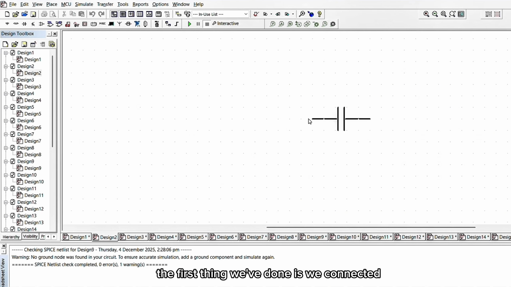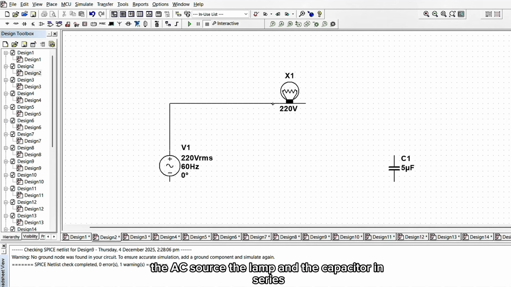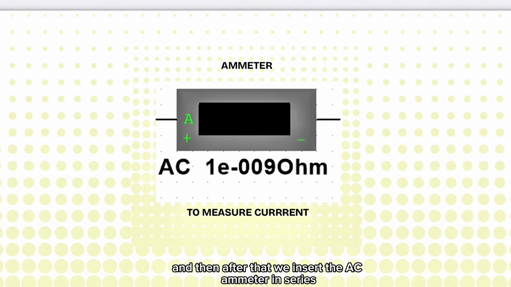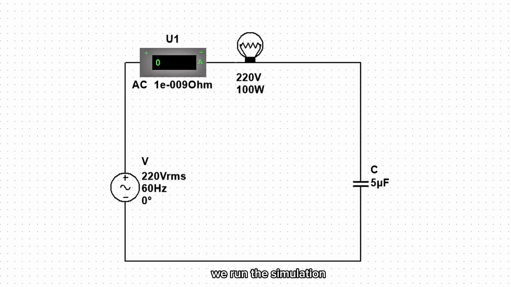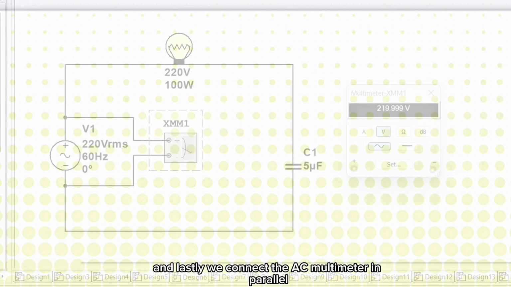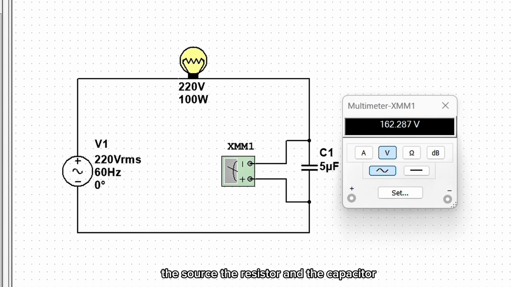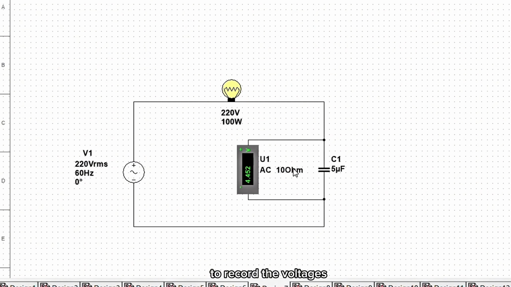The first thing we did was connect the AC source, the lamp, and the capacitor in series. After that, we inserted the AC ammeter in series in three different places: by the source, by the resistor, and by the capacitor. We ran the simulation for each placement to confirm the currents. Lastly, we connected the AC multimeter in parallel with the source, the resistor, and the capacitor. We ran the simulation for each connection to record the voltages.